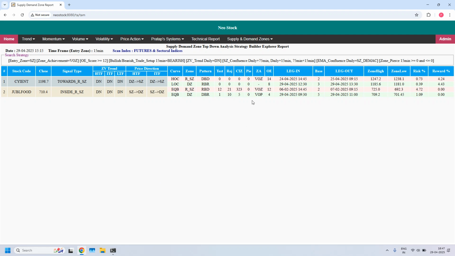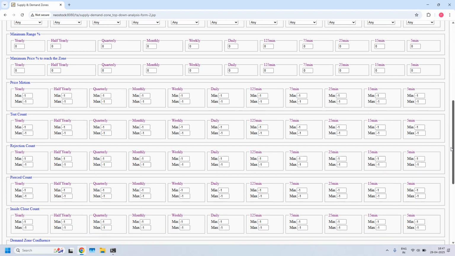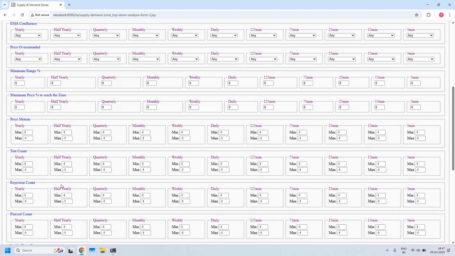Next we will look into hourly income trade supported stocks. Entry time frame 5 minutes, entry is on demand zone, bullish or bearish at 5 minutes. Bullish I selected, zone achievement VOZ, minimum odd enhance score 12, and also the 5 minutes demand zone should not be pierced. The pierced count, 5 minutes time frame, minimum value 0, maximum value 0.